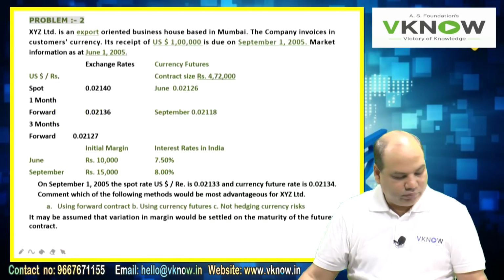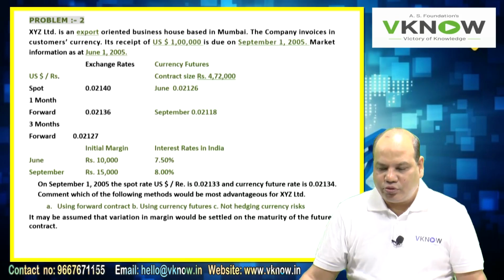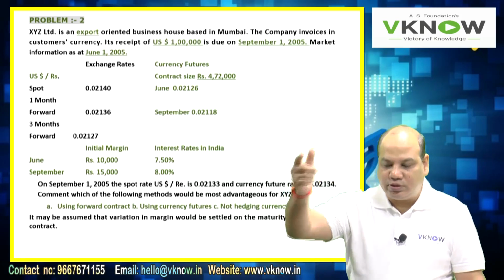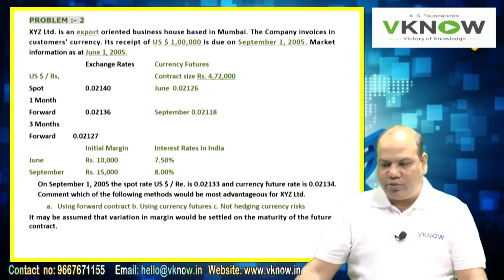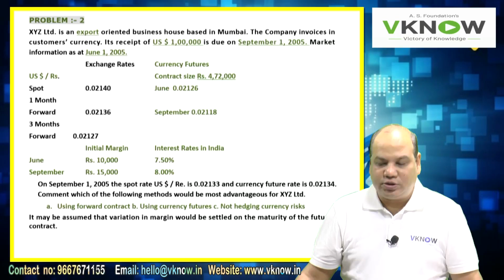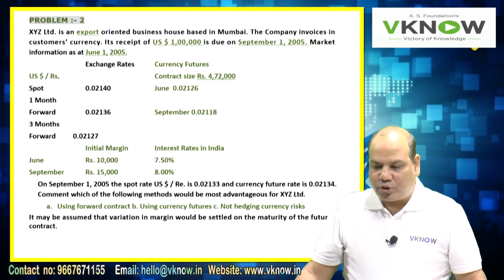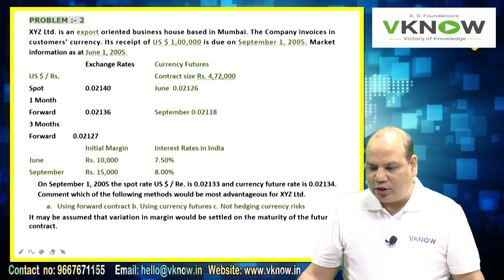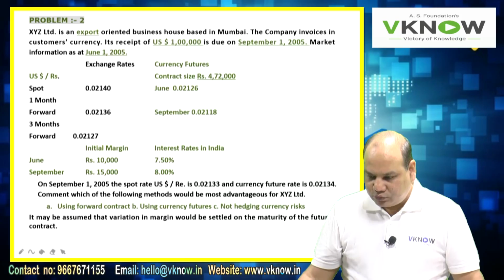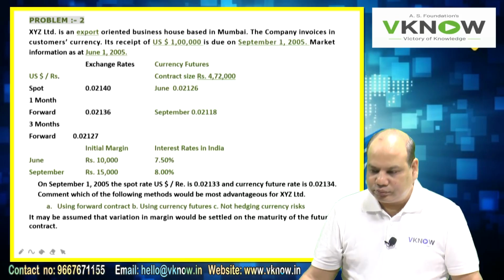XYZ Limited is an export-oriented business house in Mumbai. The company invoices in customer's currency. So the invoice will be in the currency of the customer, and this company is located in Mumbai. So home currency is rupees, and it is an export problem. Its receipt of US dollar 1 lakh is due on September 1, 2005. So what is the problem? This company has to receive $1 lakh on 1st September 2005.